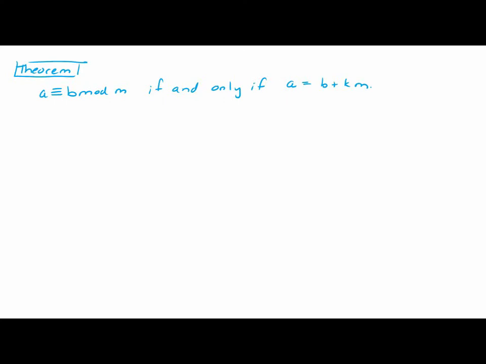Hey, if you're an experimentalist, you're probably playing with the numbers and seeing a certain pattern that A is congruent to B mod M if and only if A is equal to B plus K times M. So it has to work out. It's just a definition of divides.